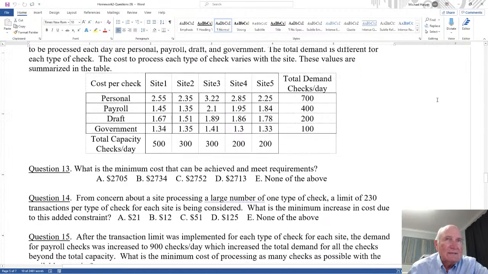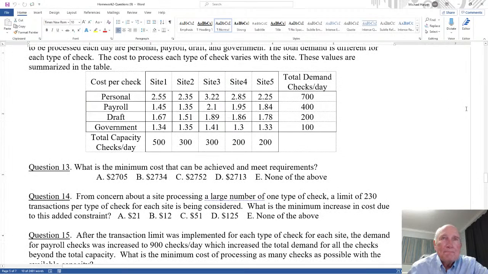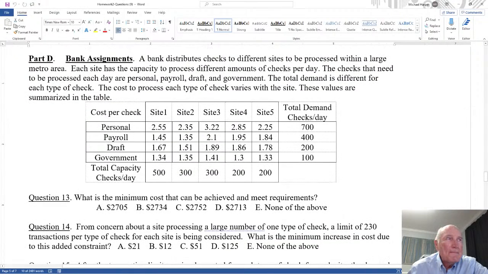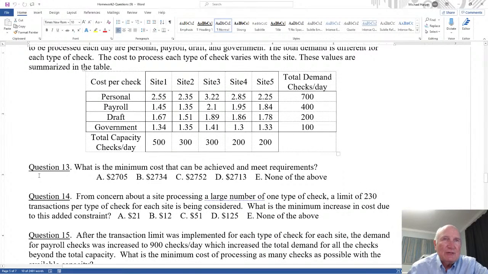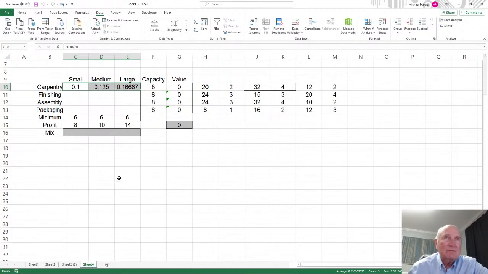$13 to $18. Yes, that does. It shouldn't be E. We should have some numbers there. We definitely should have some numbers there.